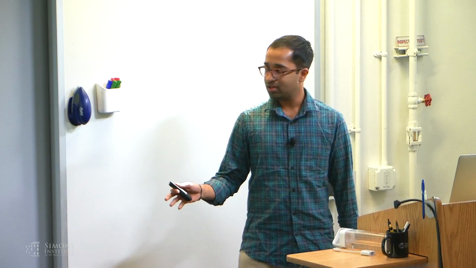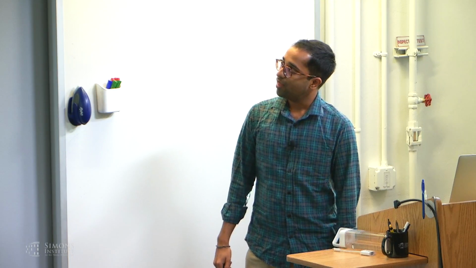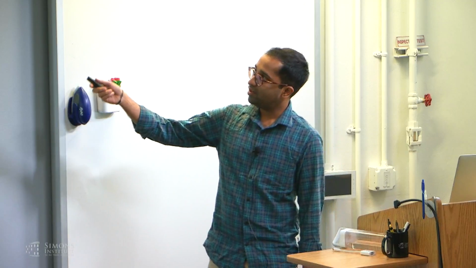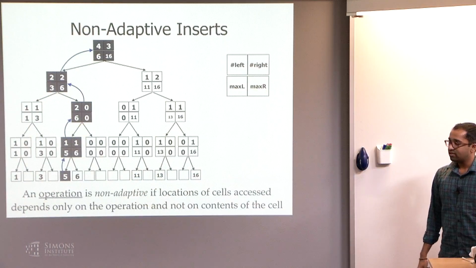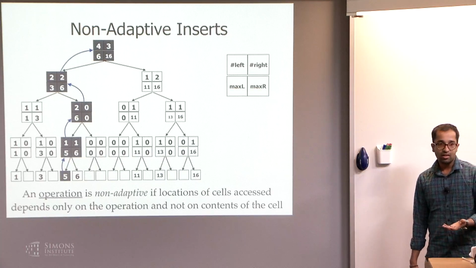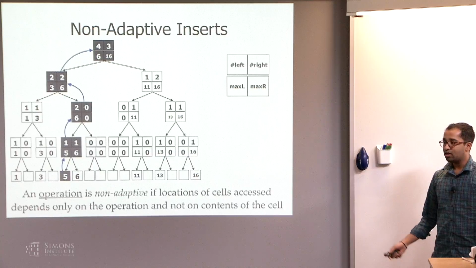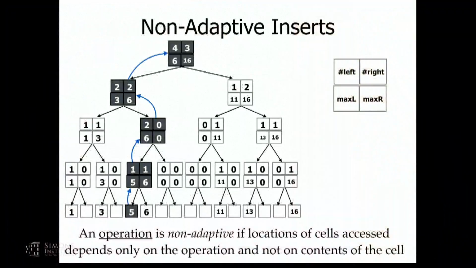Before we discuss past work and our results, I'll define what non-adaptive operations mean. Let me define it with respect to insertions. An insertion is non-adaptive if the locations of all the cells that are accessed while performing the insertion depend only on the number that's being inserted and do not depend on the contents of the cells that it reads in the process. In the case of the binary search tree that we saw, once you know that you're going to insert 5, you know that you're going to read only the cells associated with the nodes on the path from the leaf corresponding to 5 to the root. So this is clearly non-adaptive.